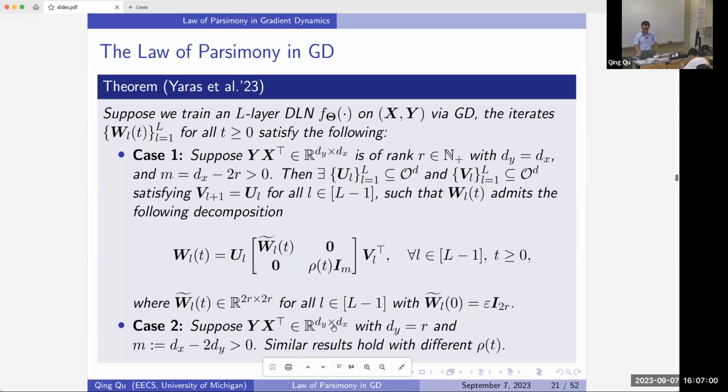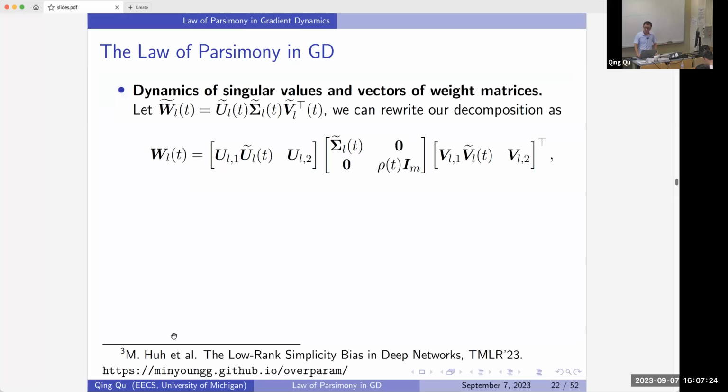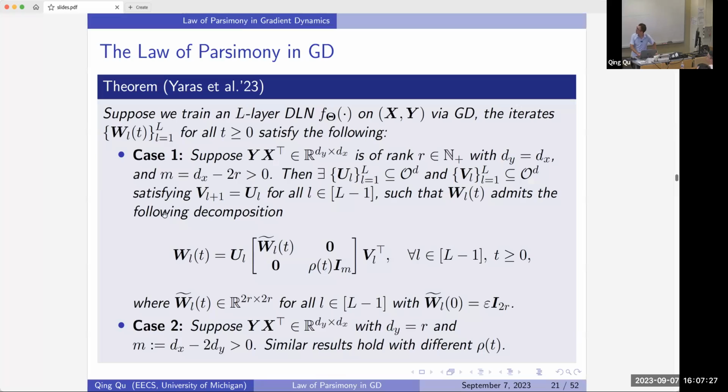And you can consider another case, but essentially you can show similar things. Because here we consider two cases: the first case we'll utilize this for matrix completion, and the second case we'll utilize this for classification problems, understanding the representation structures in classification. So what is F? M is this dx minus 2r. This is just the rest of the weights, the space.